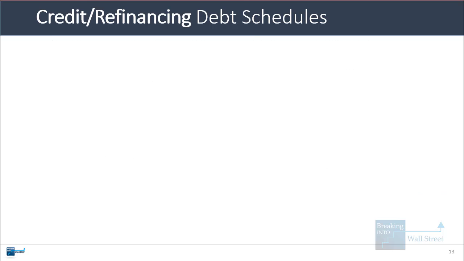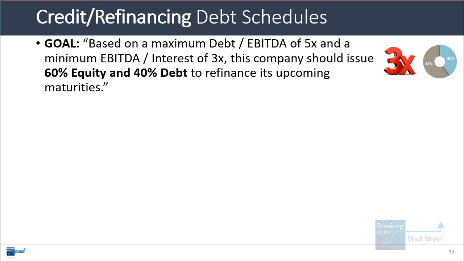Let's now go into the last topic and talk about credit and refinancing debt schedules. The purpose here is a little bit different because it's not about assuming that a company's debt and cash levels stay in the same range or assuming that a lot of debt is repaid. Instead, it's based on the idea that we need to make a recommendation. How much debt should a company issue and how much equity should it issue if it has upcoming debt maturities or an upcoming growth project or something like that?